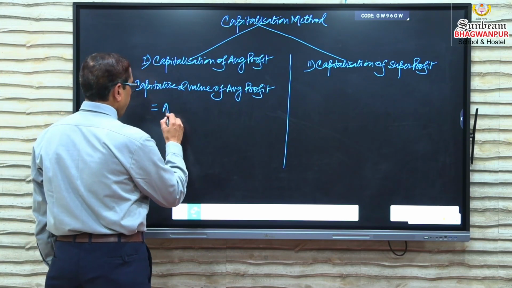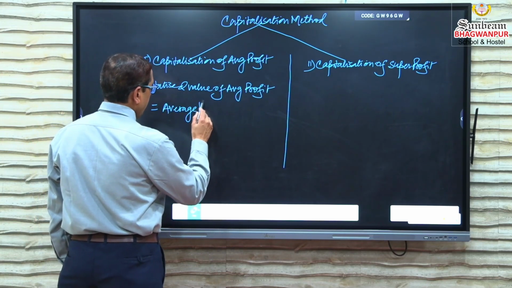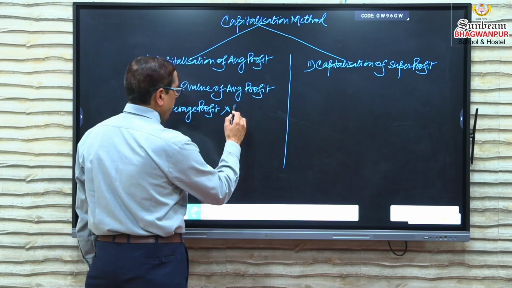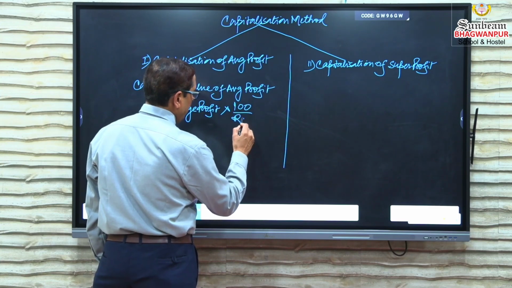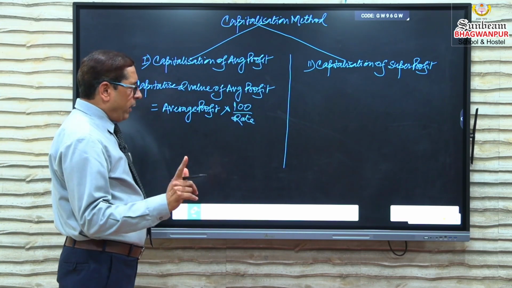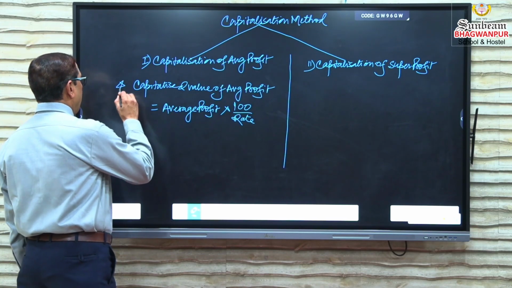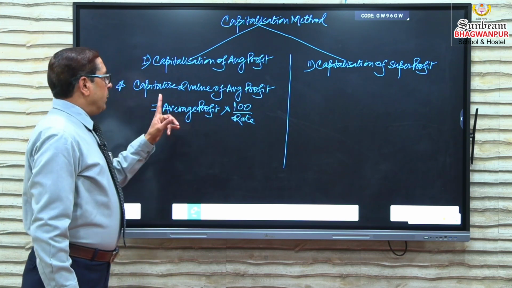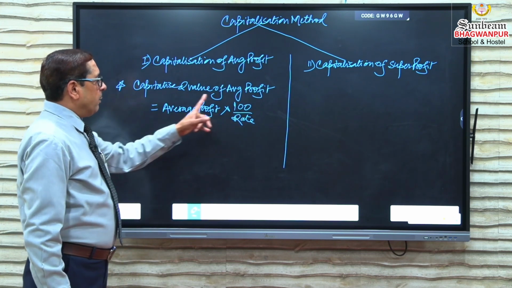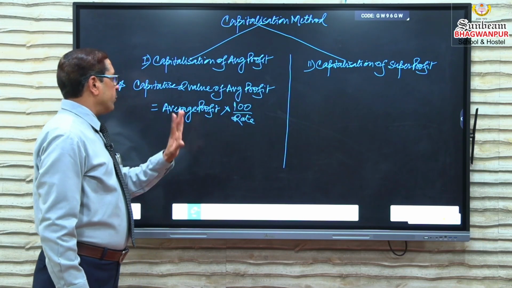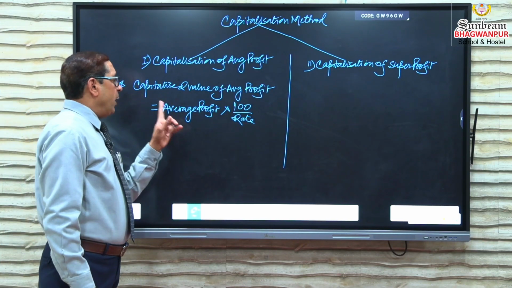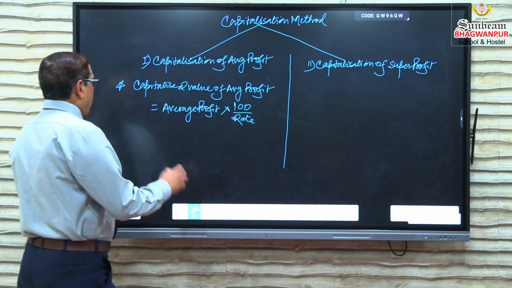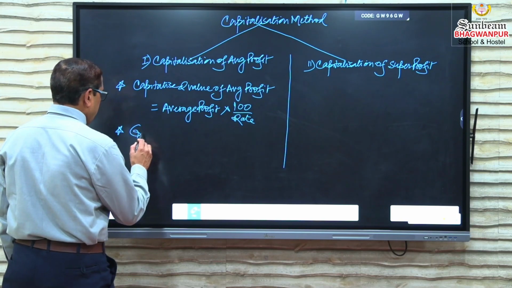So the capitalized value of average profit is equal to average profit multiply reciprocal of rate, that is 100 upon rate. First step is to find out the capitalized value of average profit. For that you take the average profit, multiply 100 upon rate. Again I am repeating, this average profit or the actual profit, both are the same.